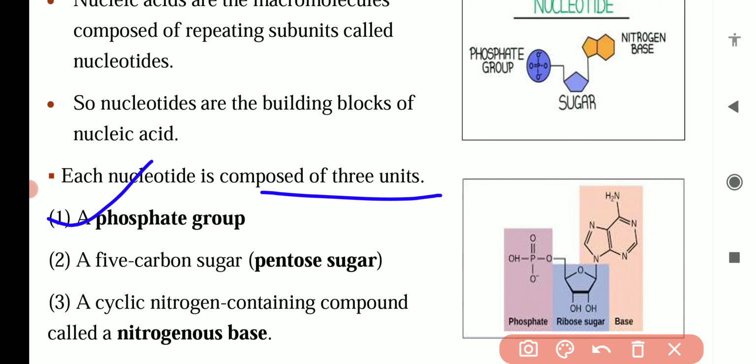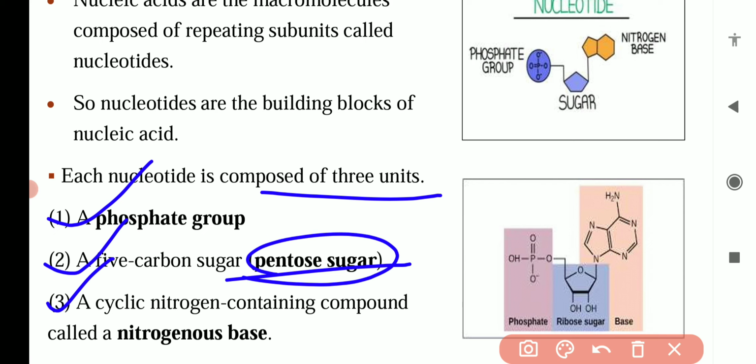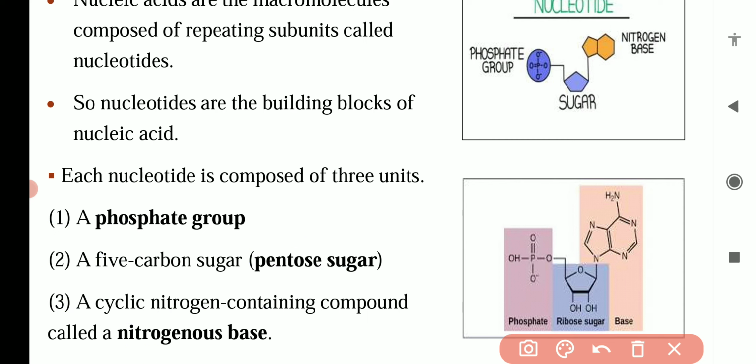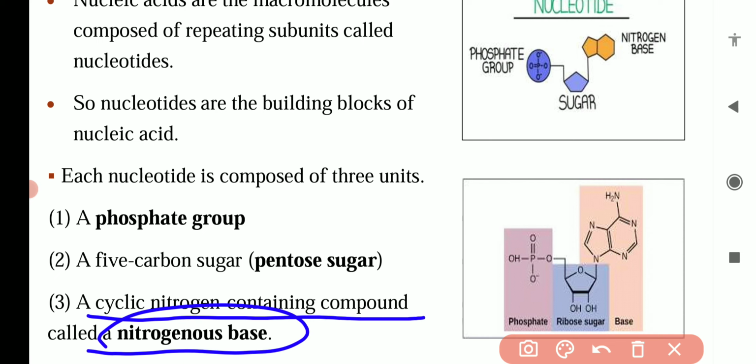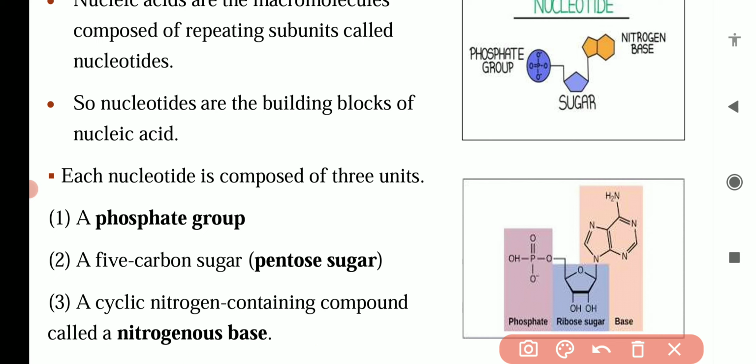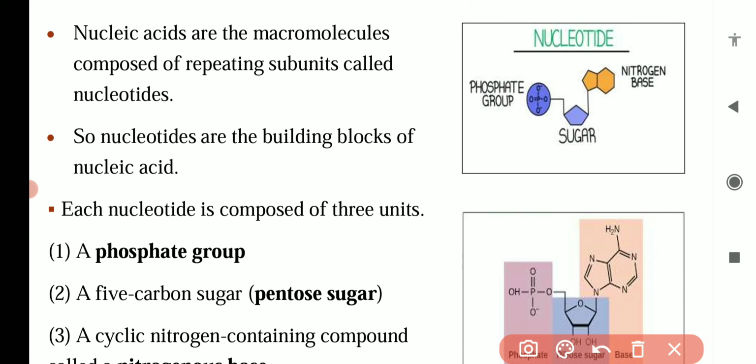One is a phosphate group, it should be present. One is a pentose sugar, a 5 carbon sugar, that is known as pentose sugar. And the third unit is a nitrogenous base. A nitrogenous base is a cyclic nitrogen containing compound. So if you see the image of a nucleotide, it has 3 parts: phosphate group, PO4 3 negative, nitrogenous base, and this is the basic sugar molecule, the pentose sugar molecule.